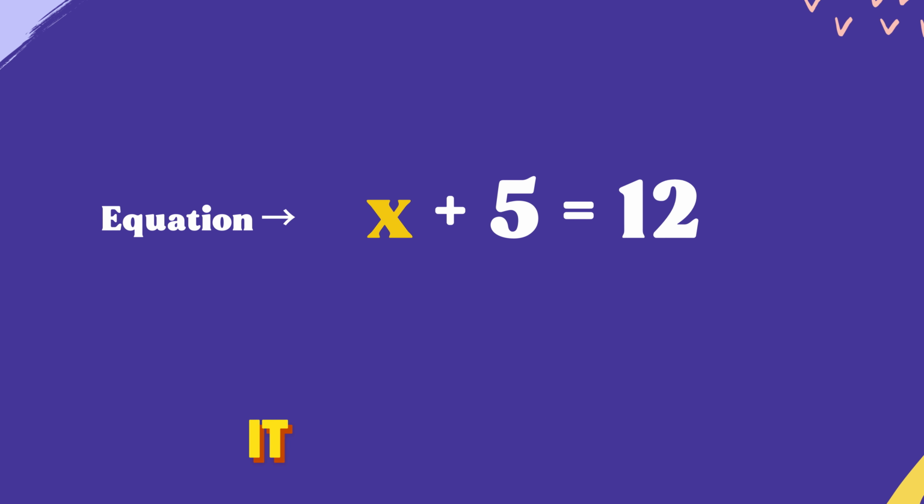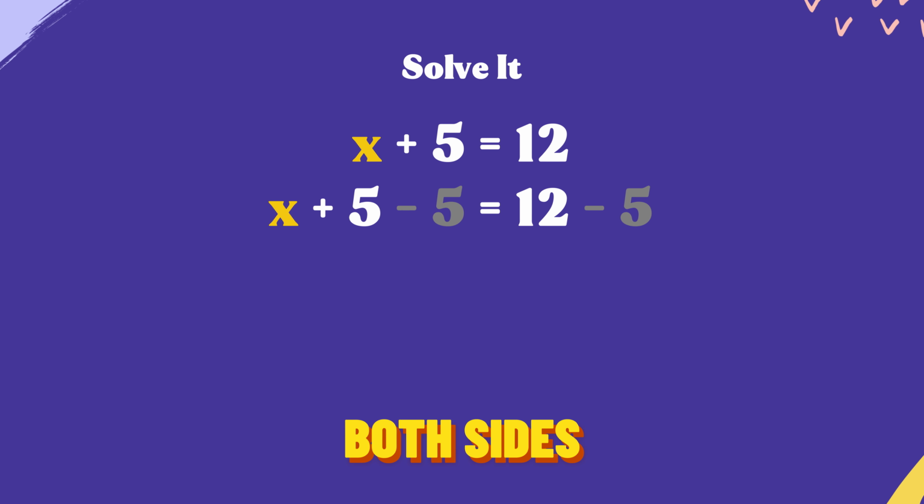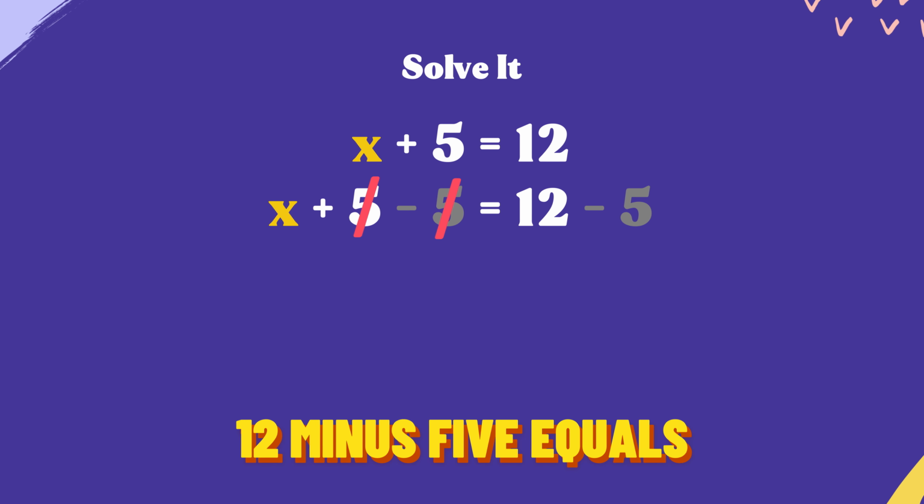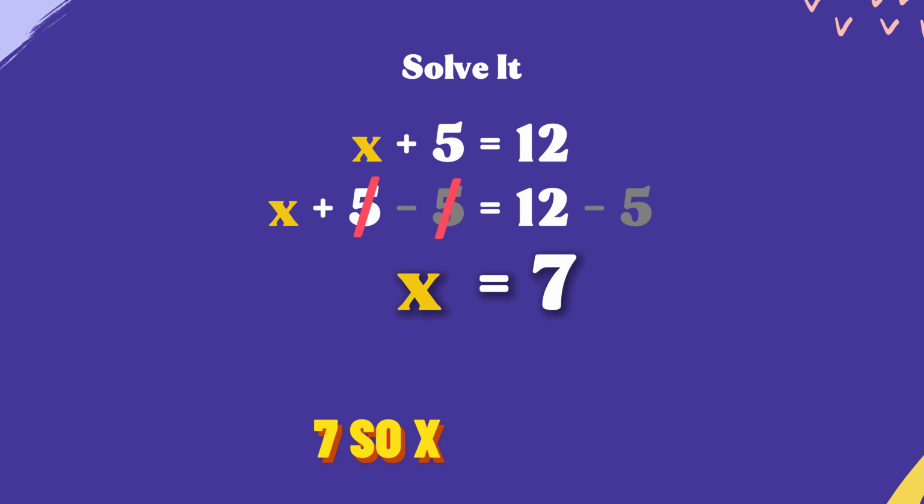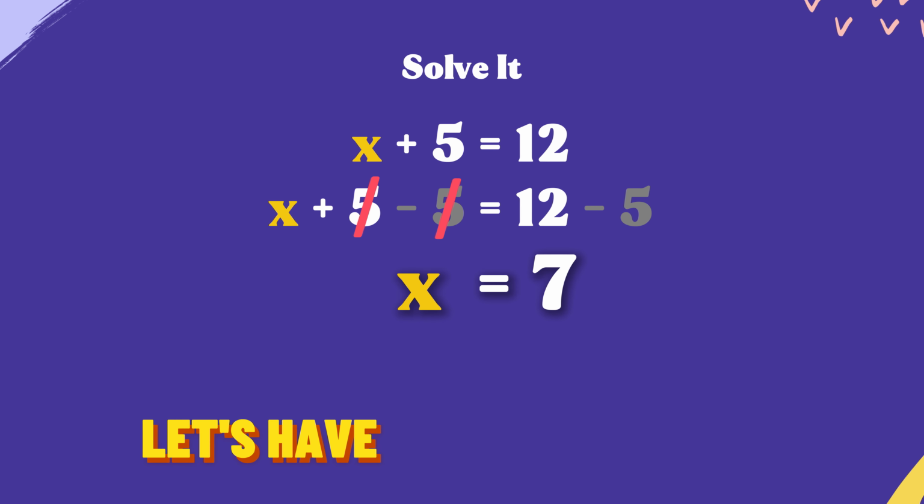And now we solve it. Subtract 5 from both sides. 12 minus 5 equals 7. So x equals 7.